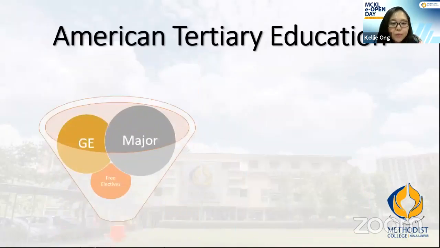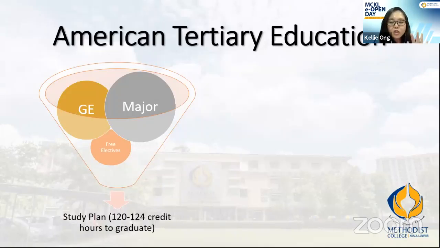Okay, so here's a general overview of the American tertiary education and how it works. Students will be fulfilling the major requirement, and on top of that, they also have a component called general education. Typically, for a student to graduate with a degree, they need about 120 to 124 credit hours, and they have to make sure they fulfill the requirements.